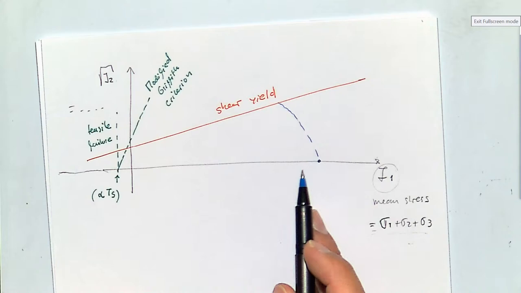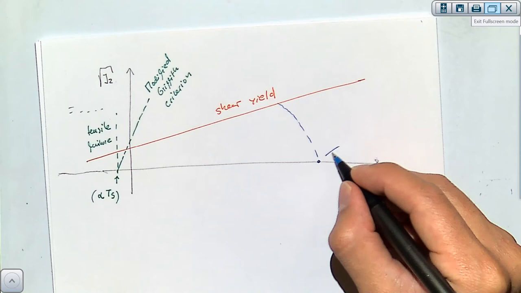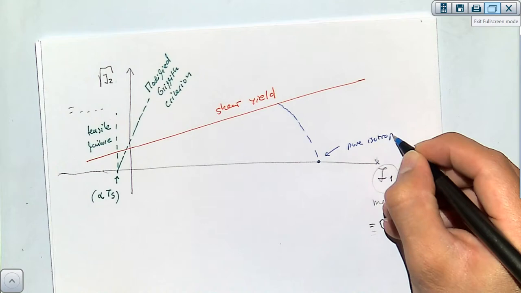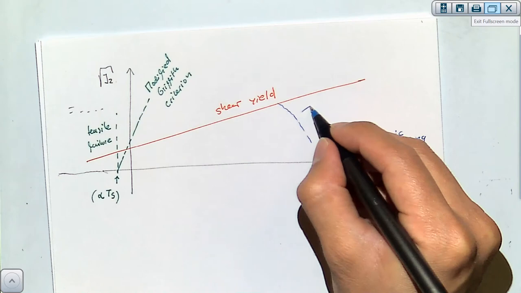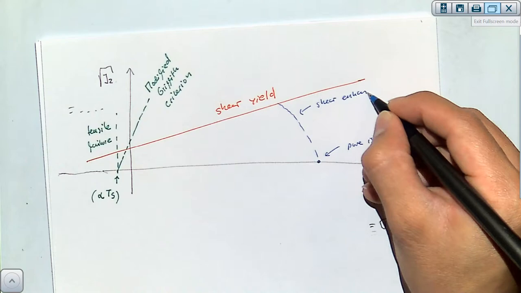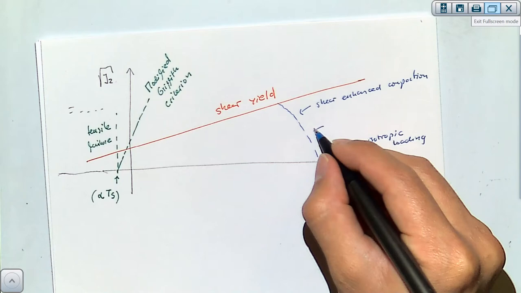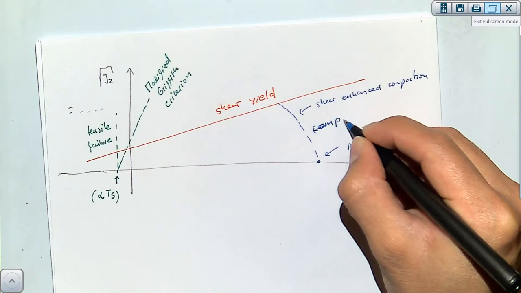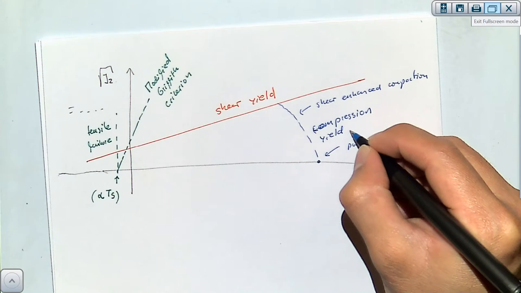And here we're going to have pure isotropic loading, and rocks can fail because of that. But somewhere over here, we're going to have shear enhanced compaction. All of this is what is called the compression yield cap.